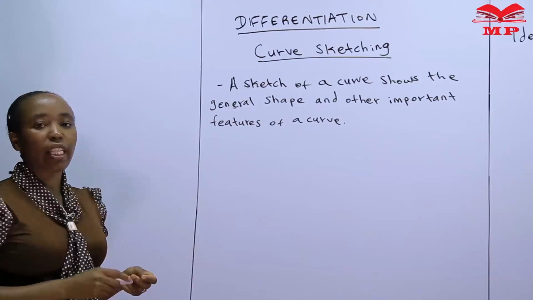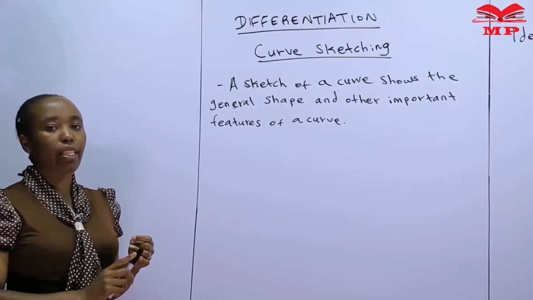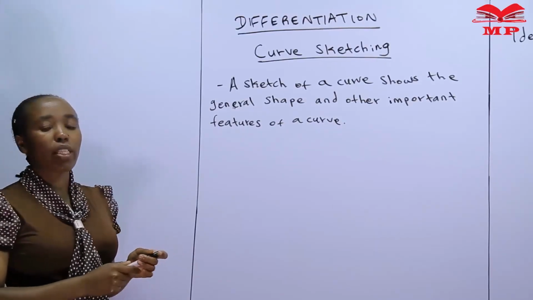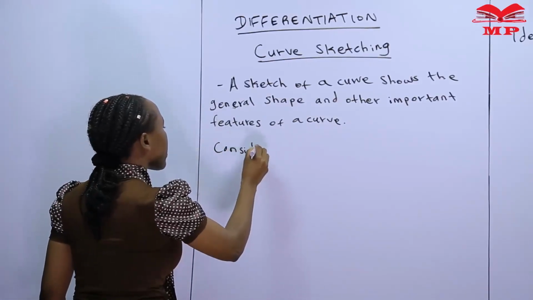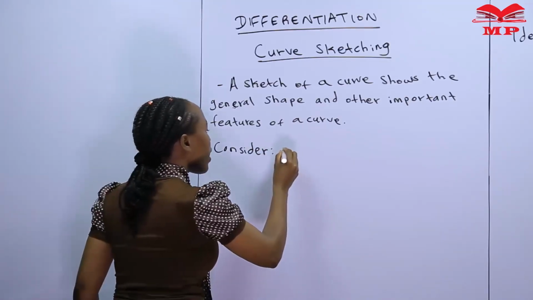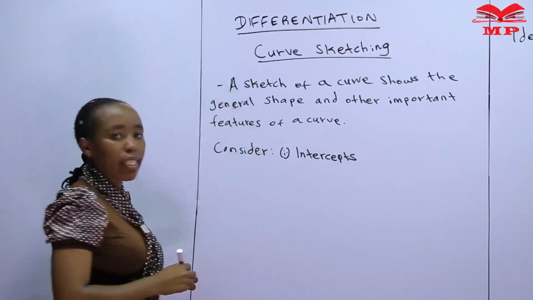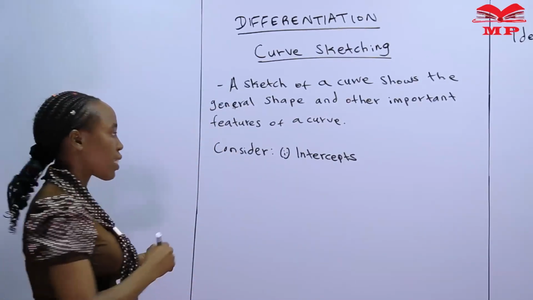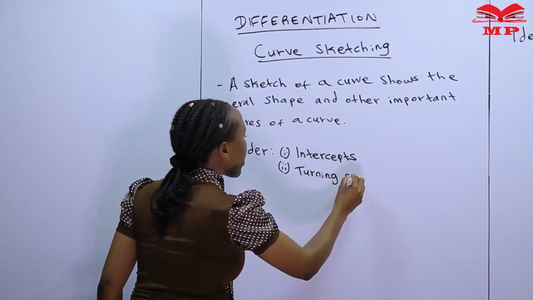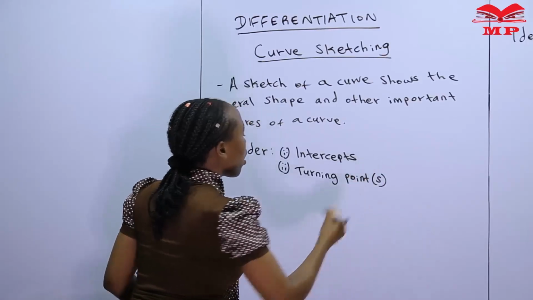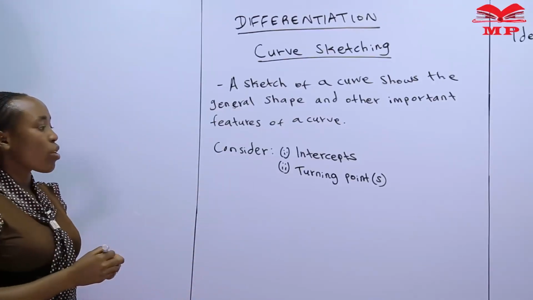Now, in sketching the curve, we are going to consider the intercepts, that is both the x and the y-intercepts. We also need to consider the turning point. So in sketching the curves, we will consider one, the intercepts. Where does the curve cut the y-axis and where does it cut the x-axis? Then number two, we'll also consider the turning point. It can be one or two, depending on the curve equation.